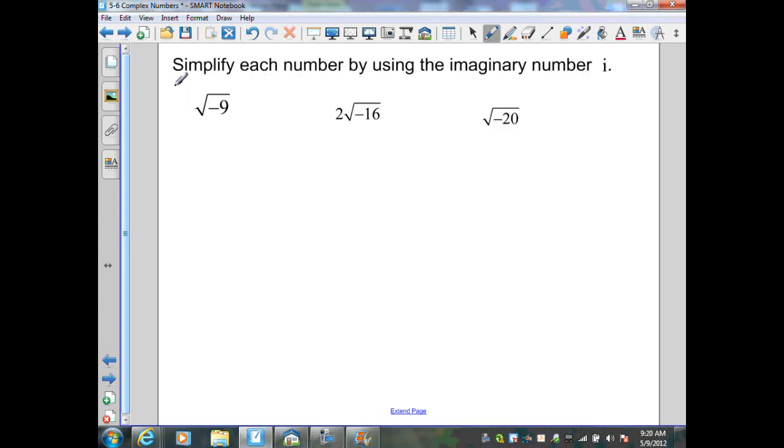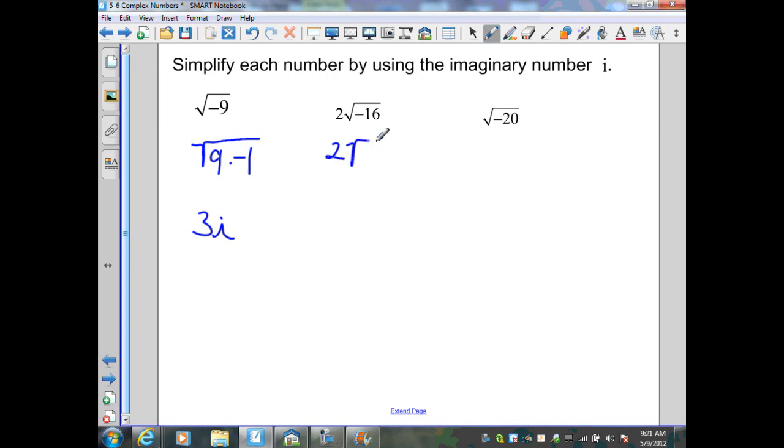Our first set of examples, they want us to simplify each number by using the imaginary number i. Here I have the square root of -9. I know that the imaginary number i equals the square root of -1. So what I have to do is break -9 into a product of factors, one being -1. Therefore, 9 times -1. I know the square root of 9 is 3. And from the previous slide, I know the square root of -1 can be represented with i. Therefore, when I simplify, this is 3i.